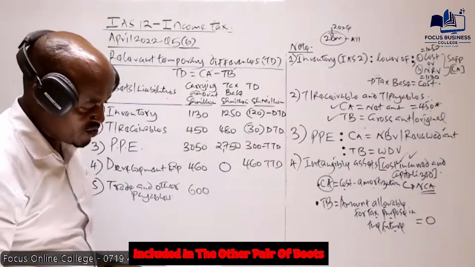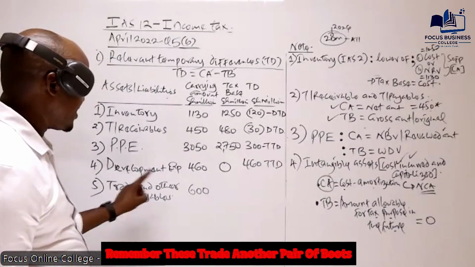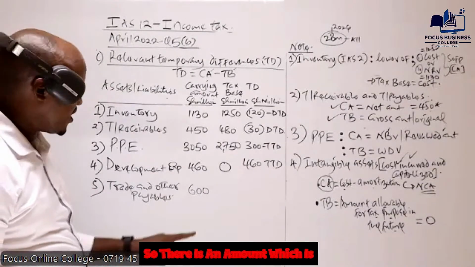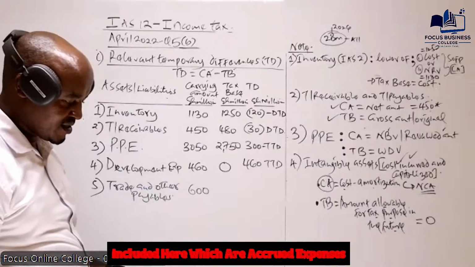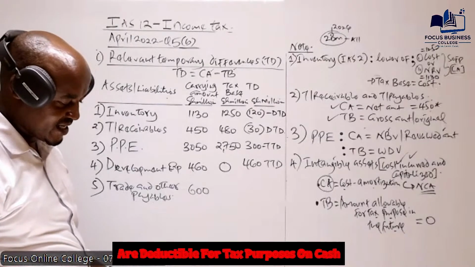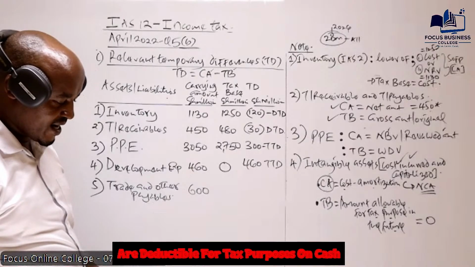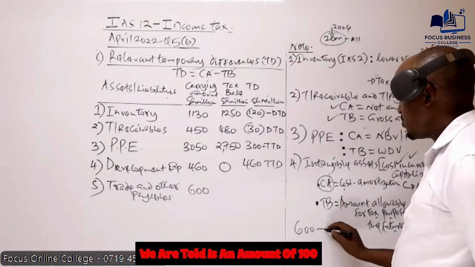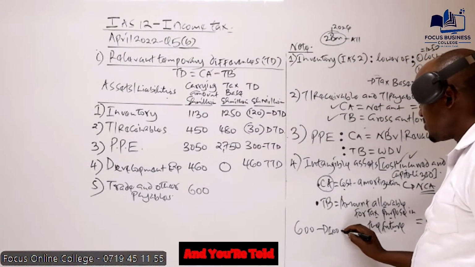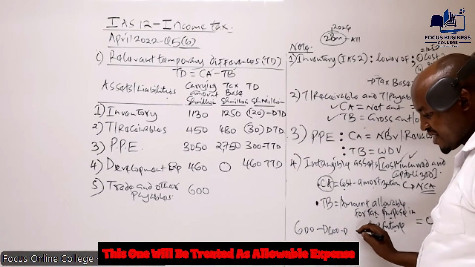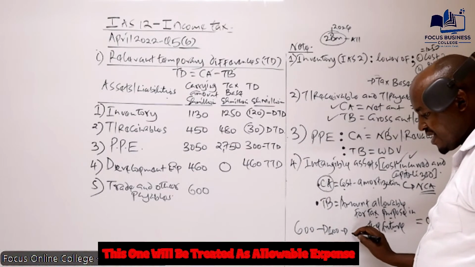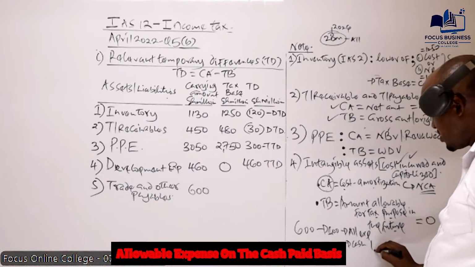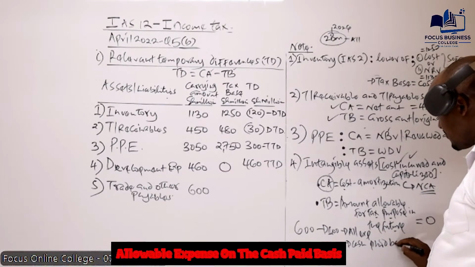So we are told included in the other payables, remember these trade and other payables, are accrued expenses of 100 million. So there is an amount which is included here, which are accrued expenses, whose related expenditures are deductible for tax purpose on cash paid basis. What does that mean? So included in this particular amount of 600, we are told is an amount of 100, and you are told this one will be treated as allowable expense on the cash paid basis. On the cash paid what basis?